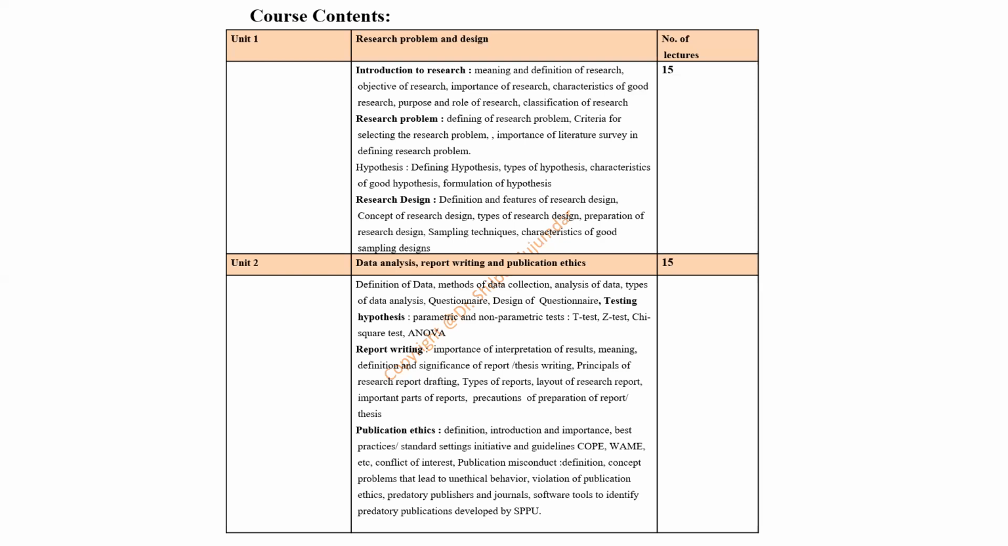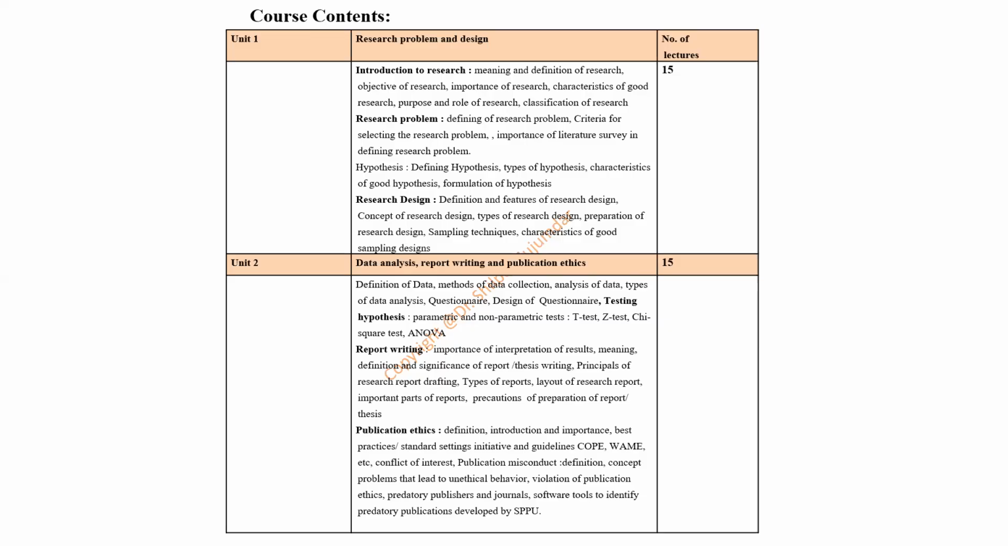Then what is the research problem, how to define a particular research problem, which criteria are there for the selection of a particular research problem, then what is the importance of literature survey, then what is hypothesis, define hypothesis, then types of different hypotheses, characteristics of good hypothesis, and how the formulation of good hypothesis can be done.